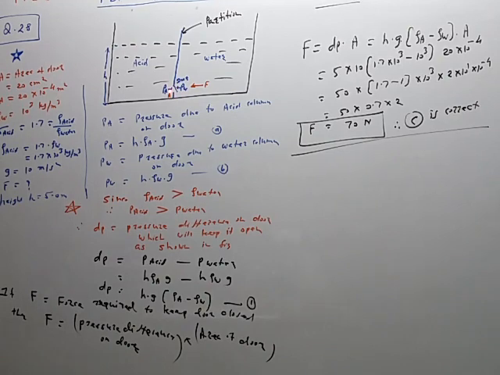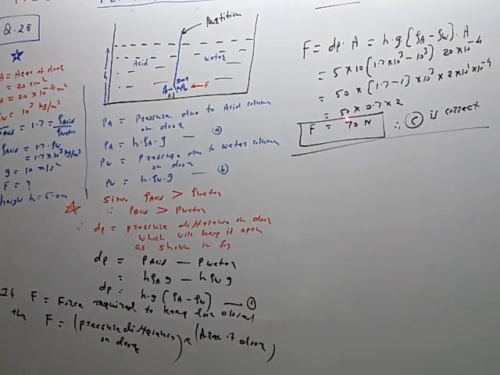But to keep the door closed, we will require some force F. So F is the force required to keep the door closed, and it is given by pressure difference on the door multiplied by area of the door. The pressure difference is the pressure on the acid side minus the pressure on the water side, and this is the usual formula H rho G. So density difference is important to open the door, and to keep the door closed we require some force, and that force is equal to 70 Newton, like this.